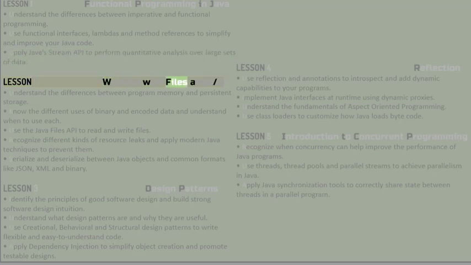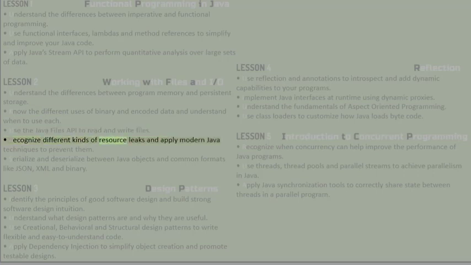Lesson 2: Working with Files and I/O. Understand the differences between program memory and persistent storage. Know the different uses of binary and encoded data and understand when to use each. Use the Java Files API to read and write files.